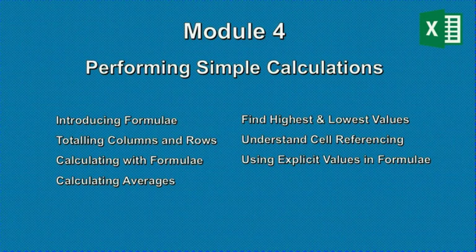So just to recap on what we've covered in Module 4 here, performing simple calculations, we quickly introduced a formula there. We did some totaling of some columns and rows. We calculated with formula. We calculated some averages. We found highest and lowest values using min and max. And I hope you understand cell referencing a little more now. And we used explicit values in formula, which are the min, max, average, count, and of course sum.